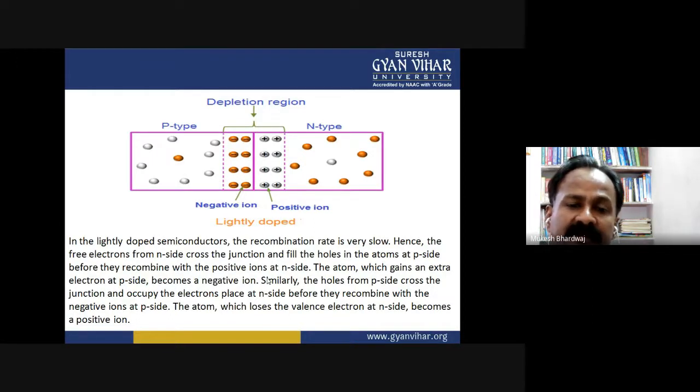In the lightly doped semiconductor, the recombination rate is very slow, and the free electron from the n side crosses the junction and fills the holes in the atoms at the p side before they recombine with positive ions at the n side. The atom which gains an extra electron at the p side becomes a negative ion. Similarly, the hole from the p side crosses the junction and occupies the electron places at the n side before they recombine with the negative ions at the p side. The atom which loses the valence electron at the n side becomes a positive ion.